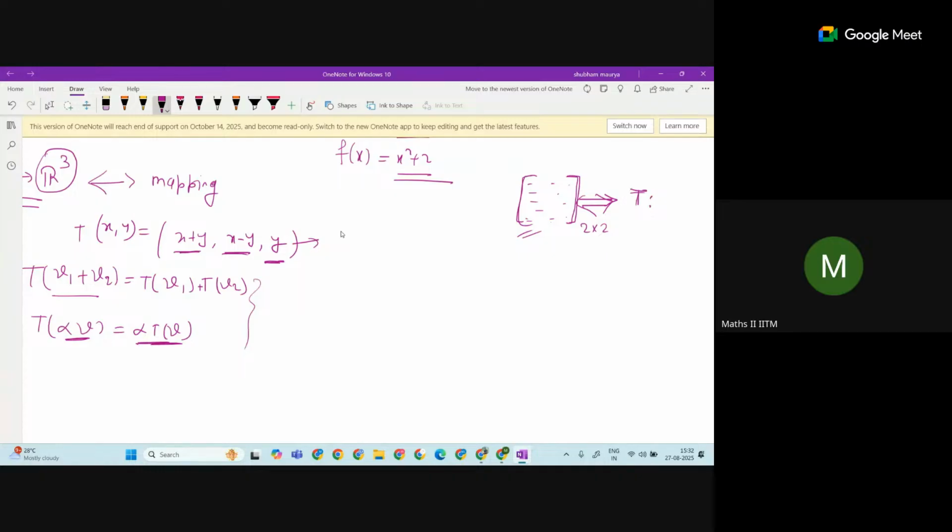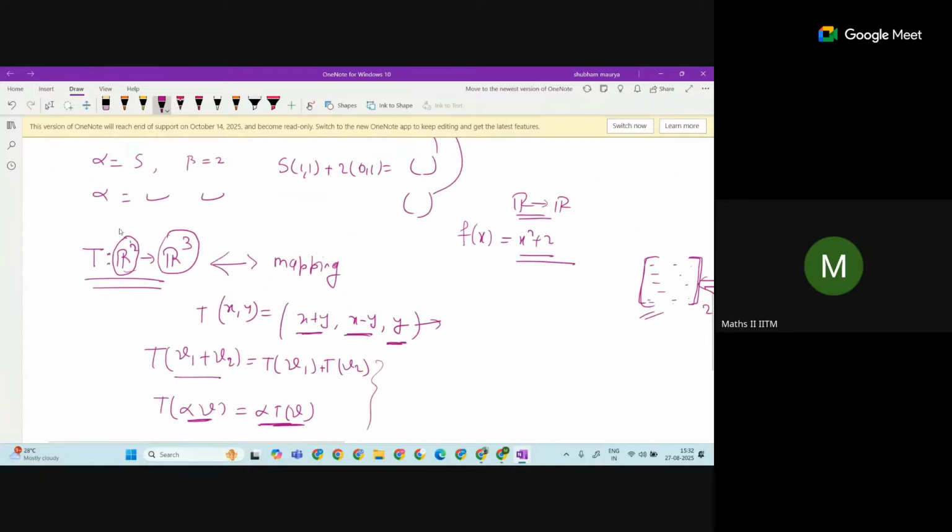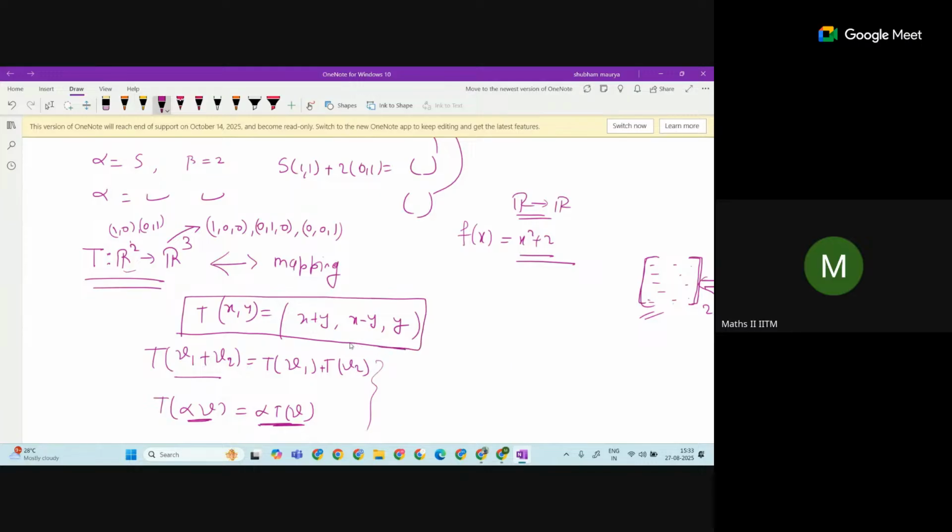Maybe this could be given for any other basis also. So the canonical basis of R2 is, we know, (1, 0) and (0, 1), and for R3 we know (1, 0, 0), (0, 1, 0) and (0, 0, 1). This is the canonical basis of R3. So if you try to find the matrix representation of this linear transformation, what is it going to be? All of you try this. Can you try it, and tell what the matrix representation is?